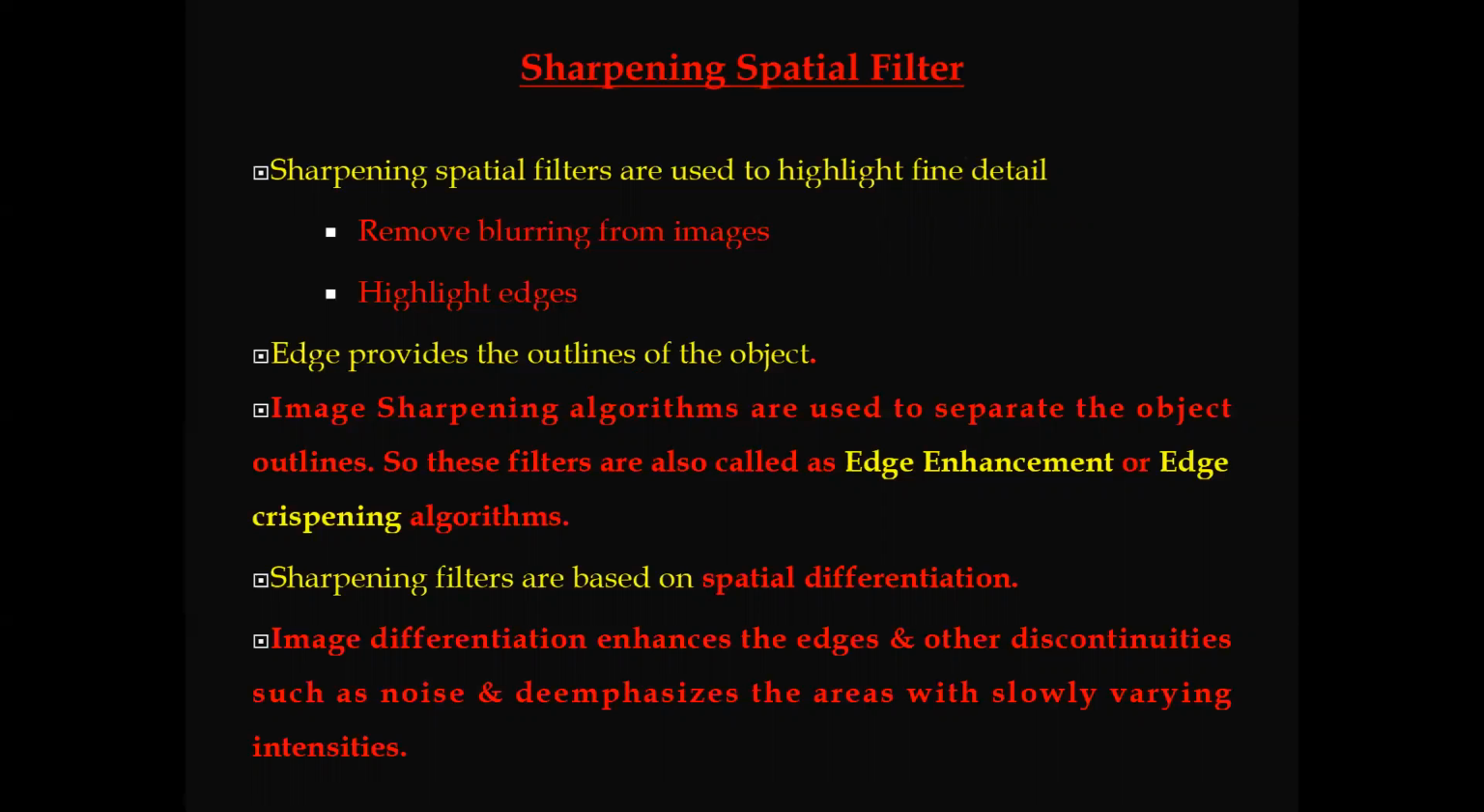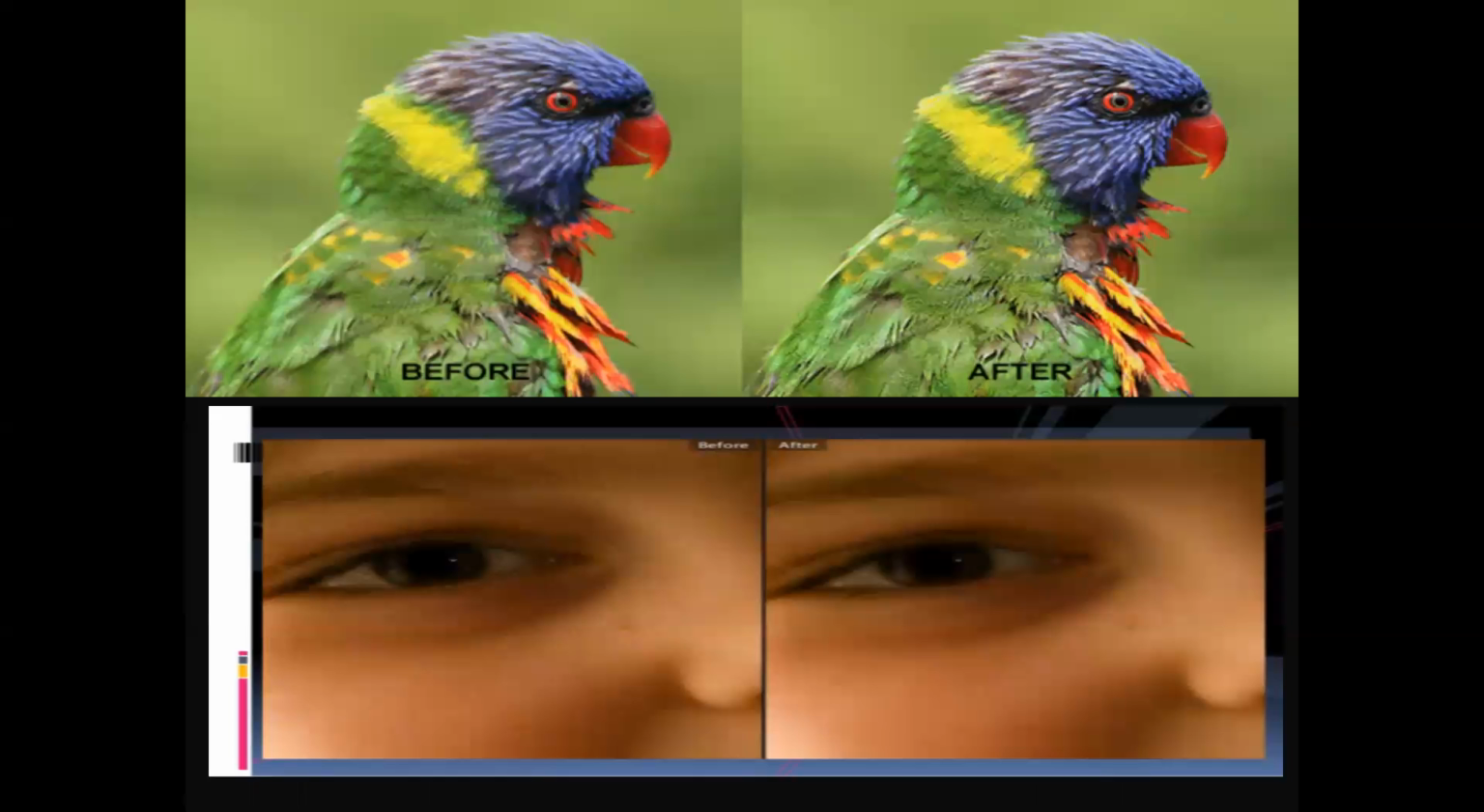Sharpening filters are based on spatial differentiations. Image differentiation enhances the edges and other discontinuities such as noise, de-emphasizing the areas with slowly varying intensities. Here is an example. What is sharpening? The first image is before sharpening and the second image is after sharpening. You can get a clear picture after sharpening.